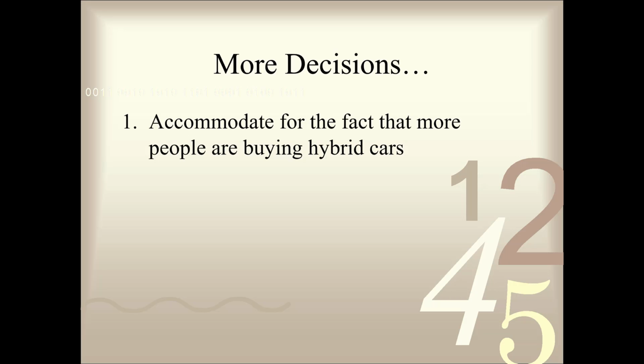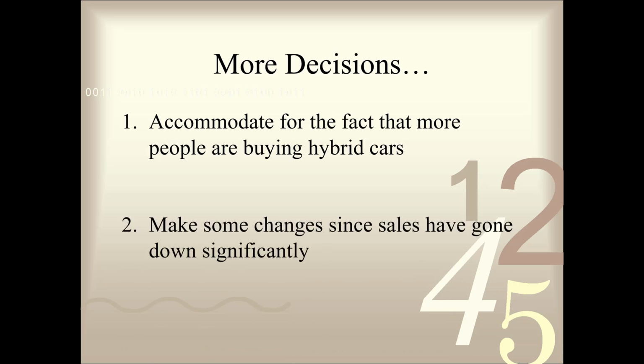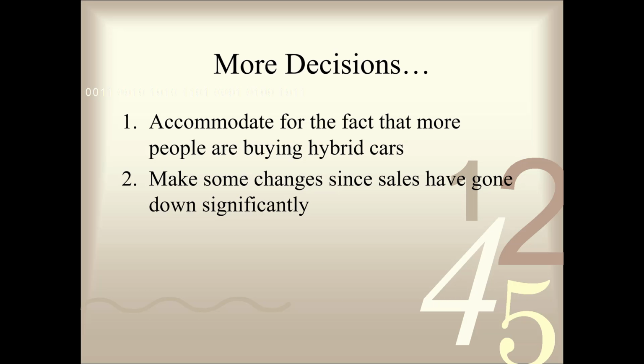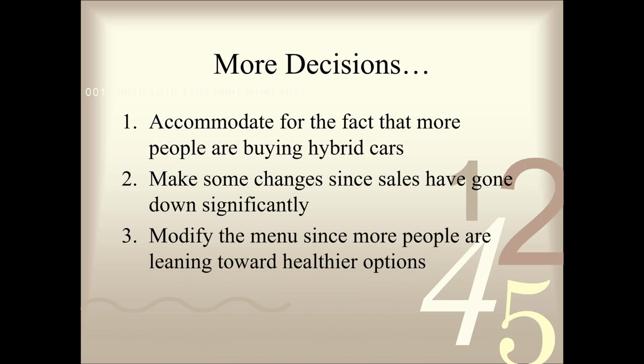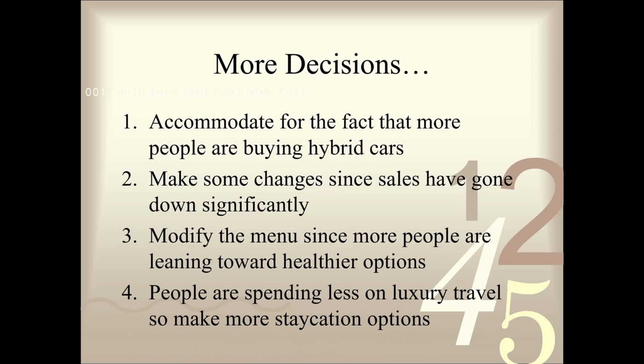Okay, so more decisions related to this chapter material. Accommodate for the fact that more people are buying hybrid cars. Make some changes since sales have gone down significantly. Modify the menu since more people are leaning towards healthier options. And people are spending less on luxury travel, so make more staycation options. So these are the kinds of decisions that would come out of hypothesis testing, whether it be for testing the mean or proportion.